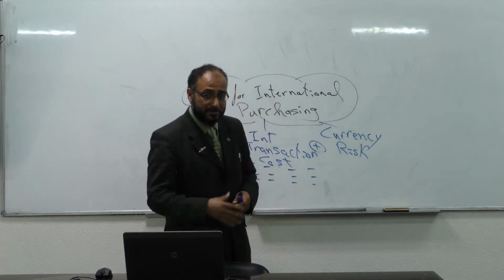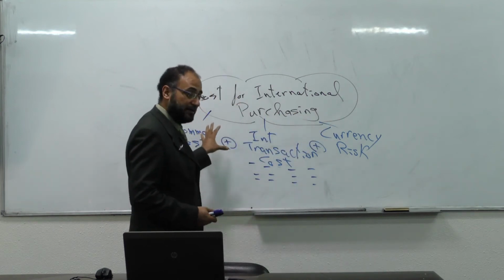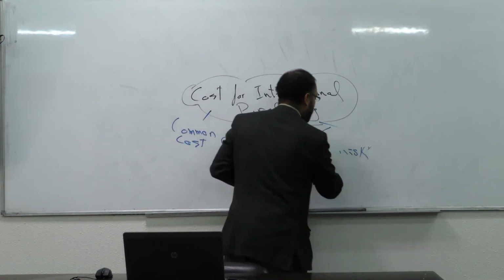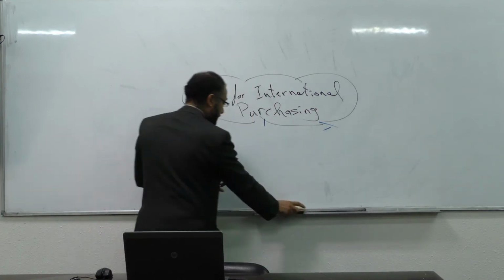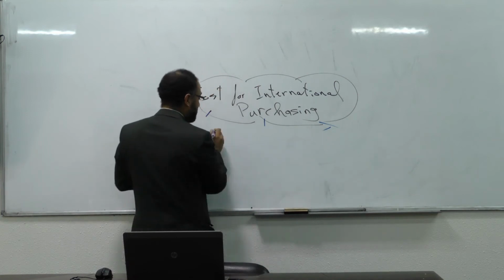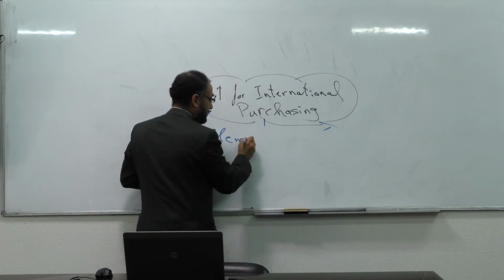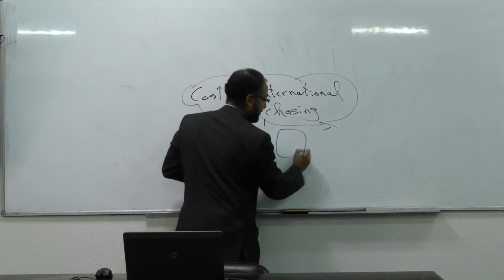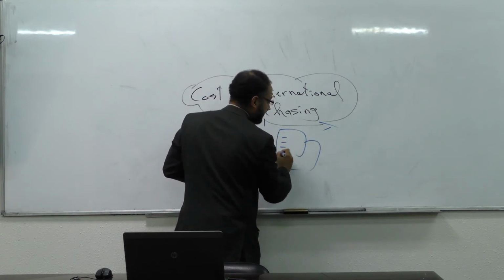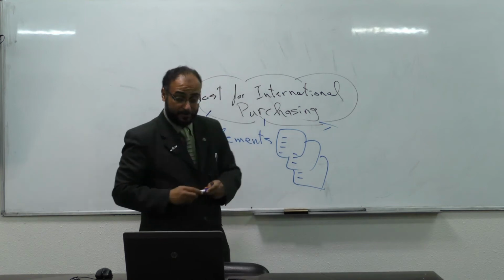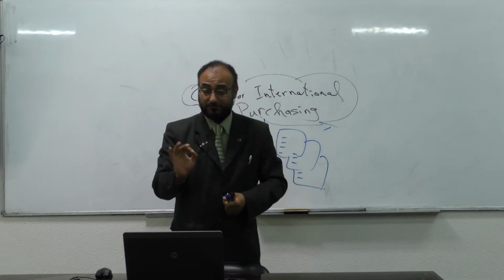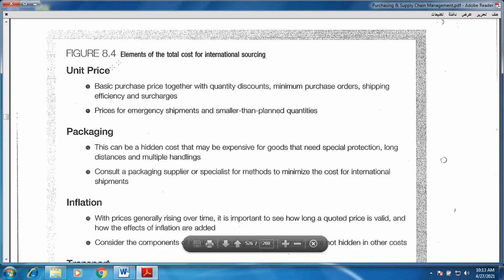Let's see these cost items. This time we have elements. It's the same thing, but we need to talk about those elements, and we have them in the form of a checklist. This checklist is very important for us in order to know more about them and how we can do the calculations in the right format. Let's see the detail: elements of the total cost of international sourcing.